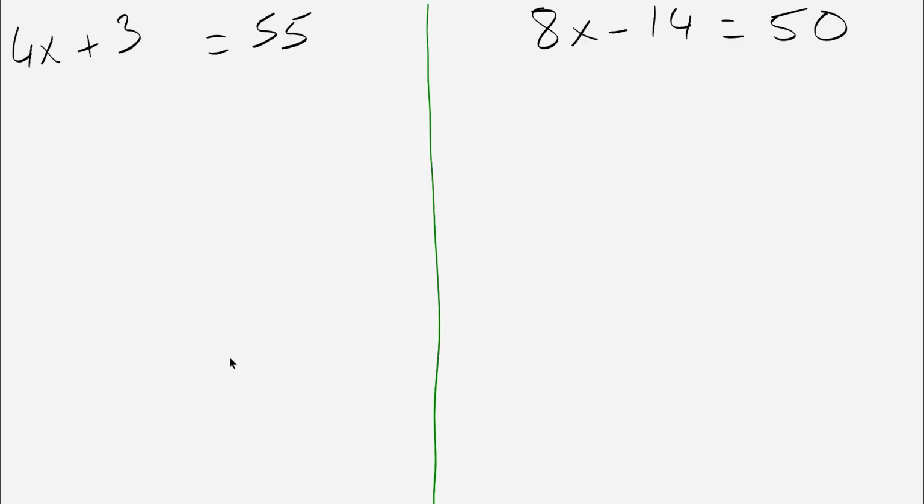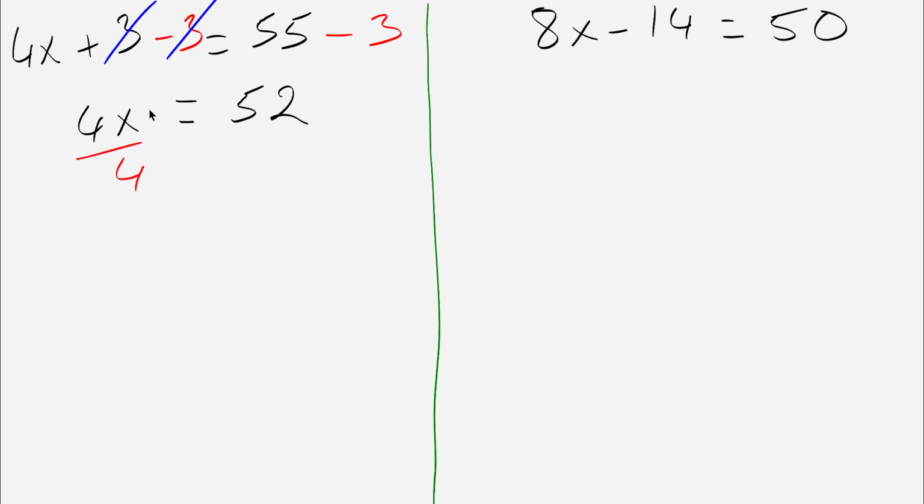Let's have a look at another couple of examples here. On the left-hand side of the page, 4x plus 3 equals 55. First step, I've got to get 4x on its own, so I have to get rid of this 3. I'm going to subtract 3 from the left-hand side, therefore I have to subtract 3 from the right-hand side. So my next line will be 4x, the plus 3 and the minus 3 cancel each other out, equals, and then 55 minus 3 is 52. Then to go from 4x to x, I need to divide by 4, dividing the left-hand side by 4, also dividing the right-hand side by 4, and I will get x equals 13.